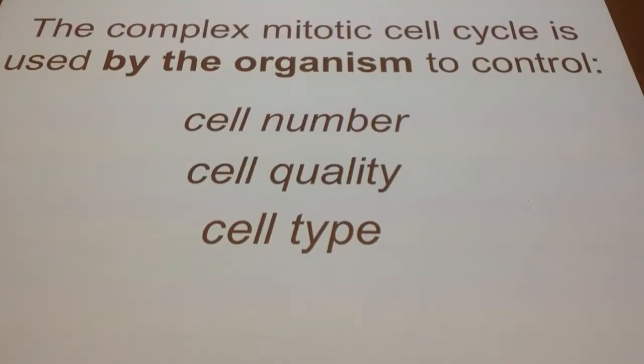Okay, so what is the function of mitotic cell division? It is used to control cell number, but not just cell number, also cell quality. Is that cell that is being produced a good cell? If it's not, your body won't produce it. And then cell type, and we'll talk about differentiation. So we'll talk about stem cells. Okay. So these are the effector functions, or the functions, of mitotic cell division.